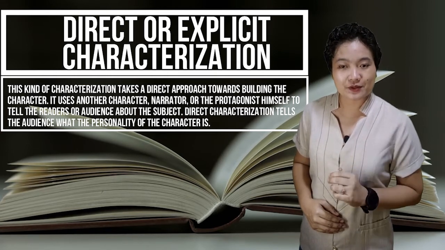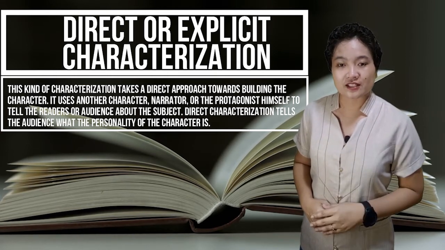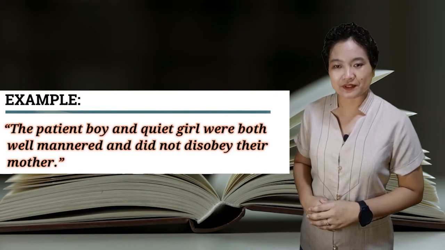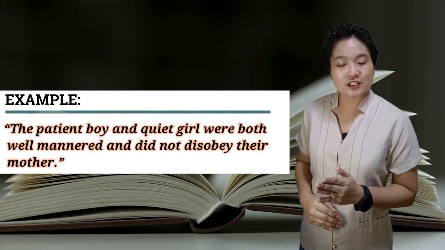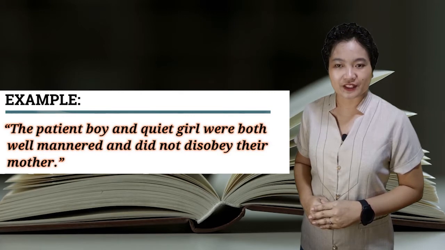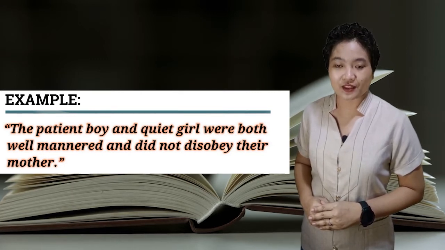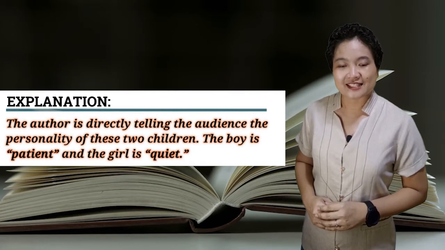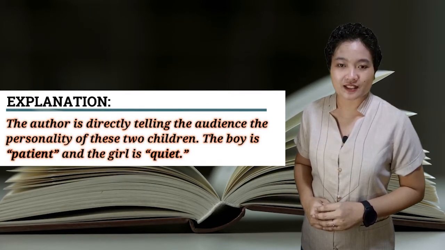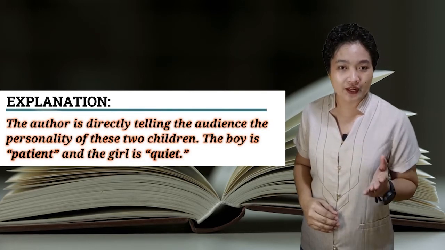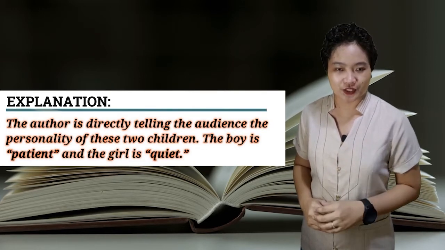Direct characterization tells the audience what the personality of the character is. Let's have an example. The patient boy and quiet girl were both well-mannered and did not disobey their mother. The author in this example directly tells the audience the personality of these 2 children, that the boy is patient and the girl is quiet.